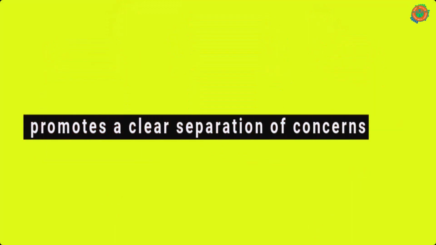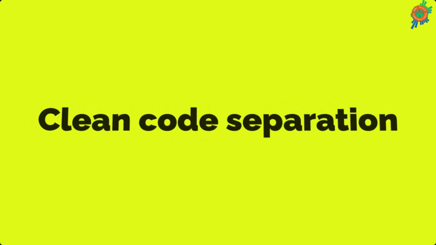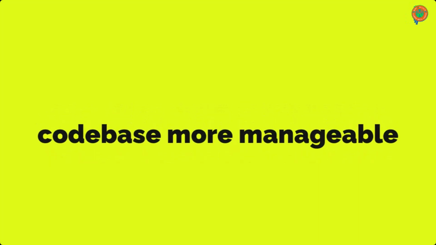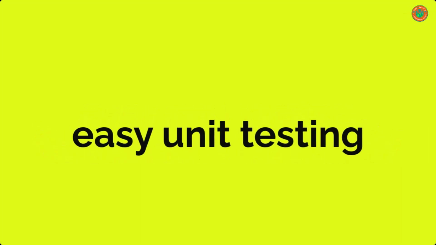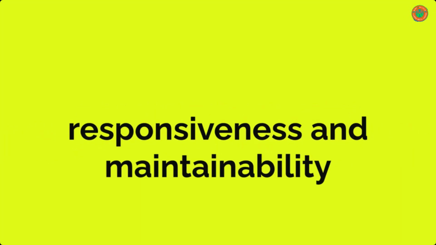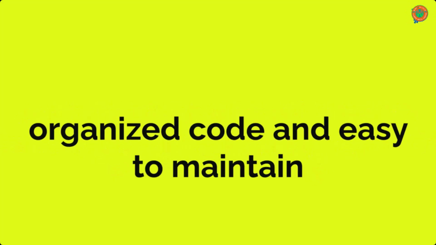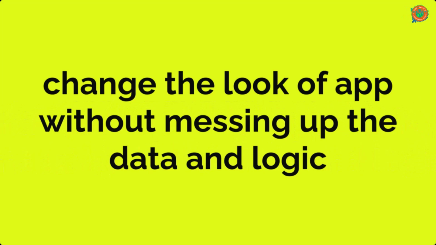MVVM brings several benefits to WPF development. It promotes a clear separation of concerns, making our code easier to maintain and test. There are several benefits of using the MVVM pattern. We can achieve clean code separation. It will make our code base more manageable, improve testability, enabling easy unit testing, and also enhance UI responsiveness. MVVM keeps your code organized and easy to maintain. It allows you to change the look of your app without messing up data and logic.